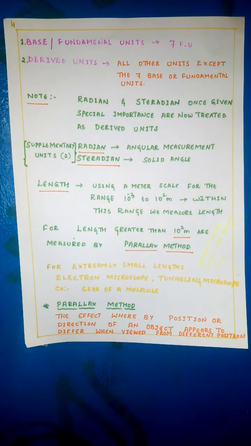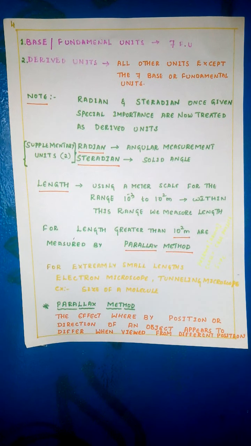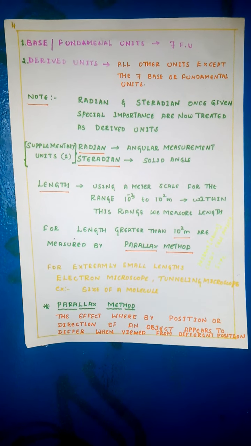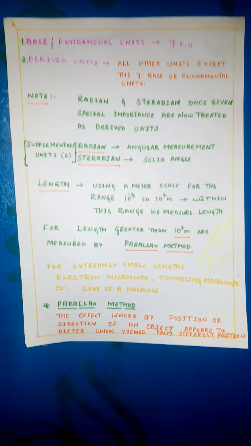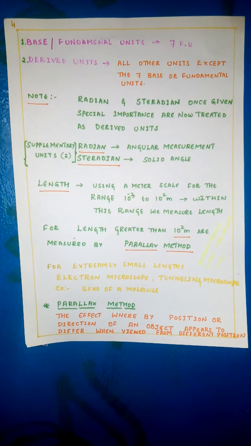In the last class, we discussed fundamental units. We have 7 fundamental units, and derived units also we have discussed. For example, velocity is a derived unit. Area is also a derived unit. And derived units are all other units except the 7 fundamental units.